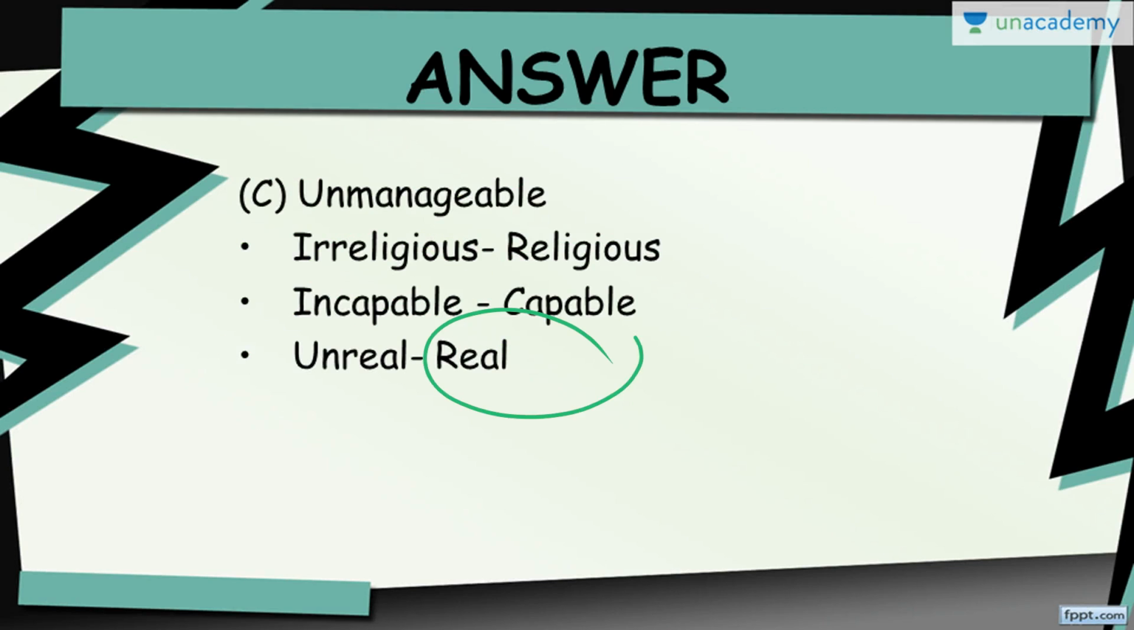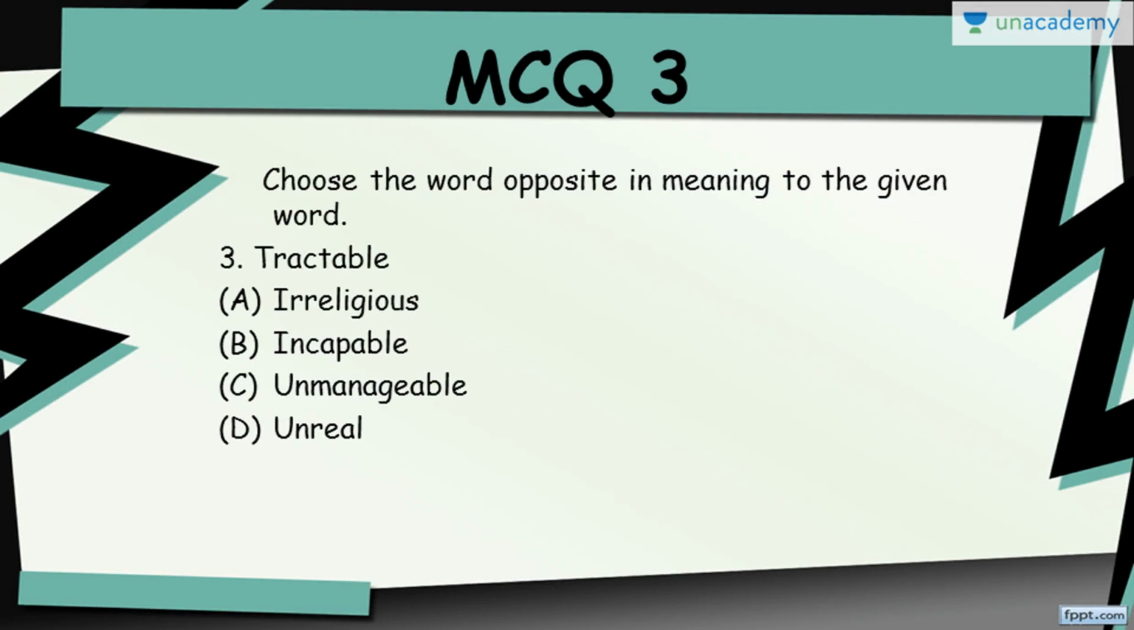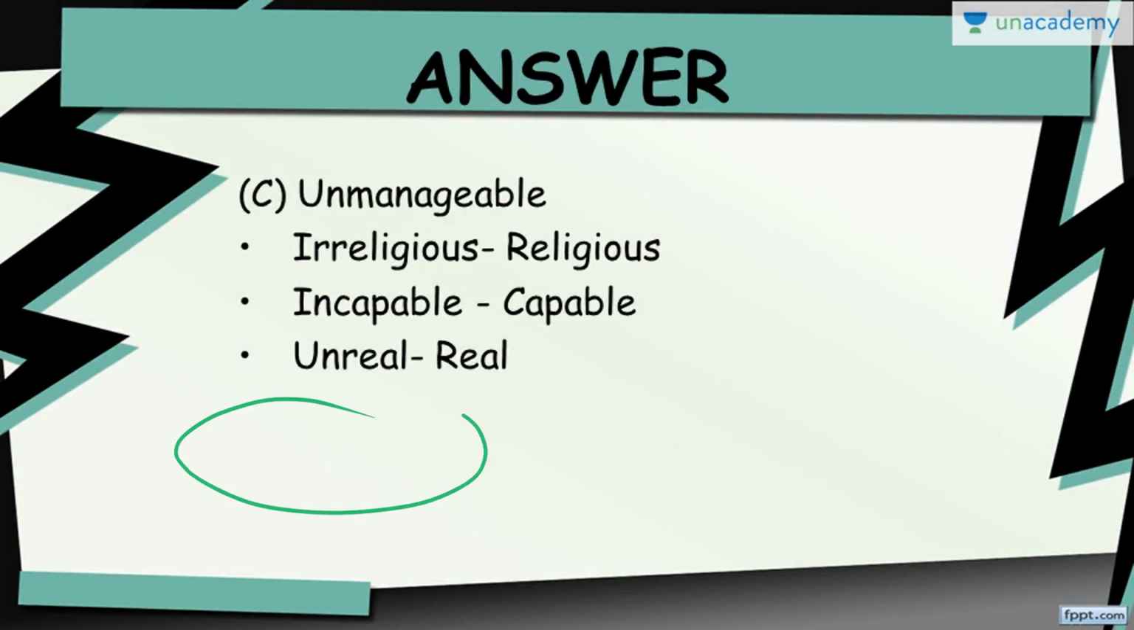So none of them matches as such, and it's an easy tick. We can always tick the unmanageable one, because the rest of them are but obvious things. We don't have to put our mind much into this question. So next comes MCQ 4.